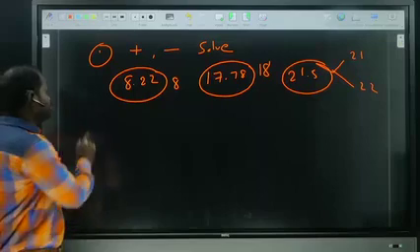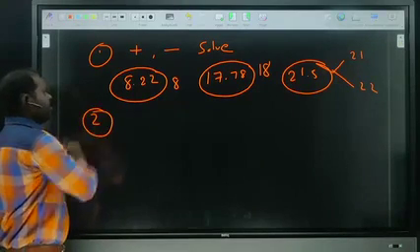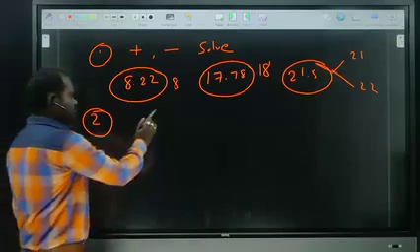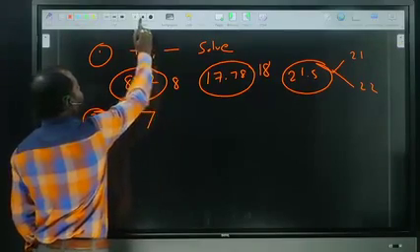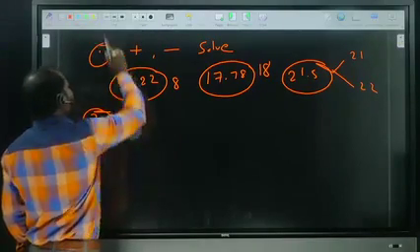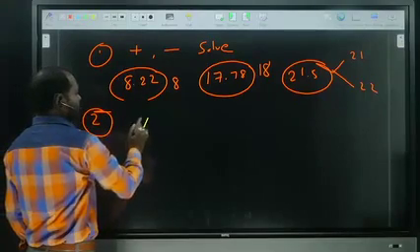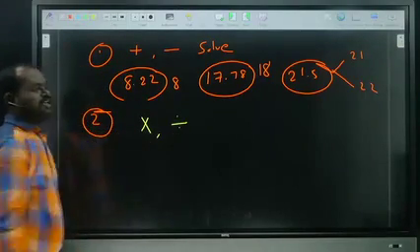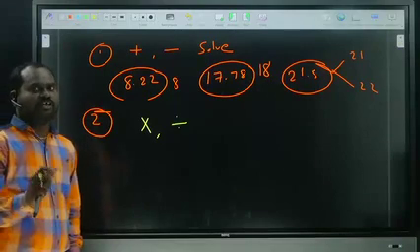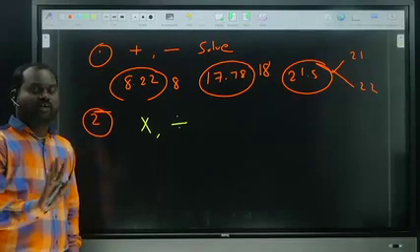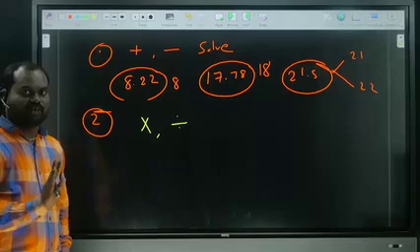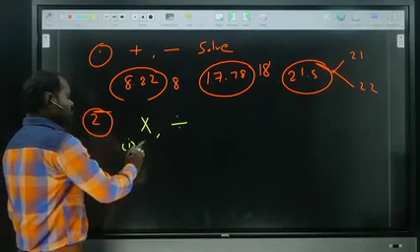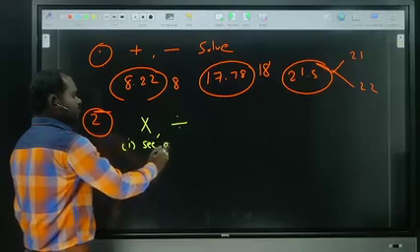And next, whenever in your question there are multiplication or division symbols, such kind of symbols are there, first of all, don't solve. First, see the options.